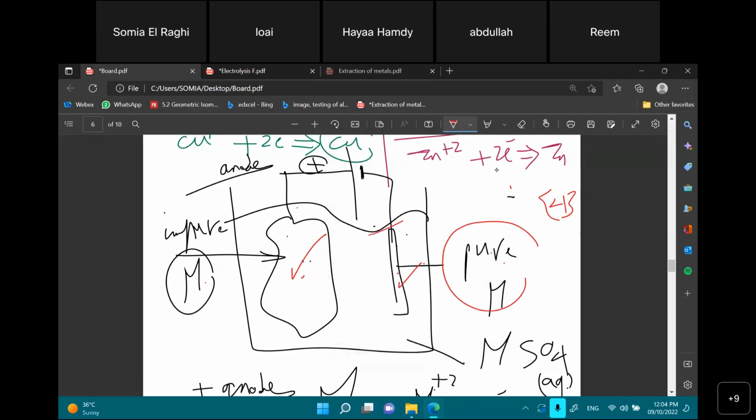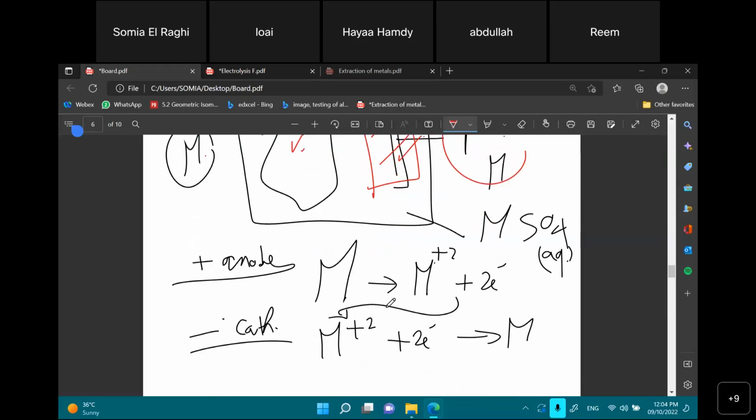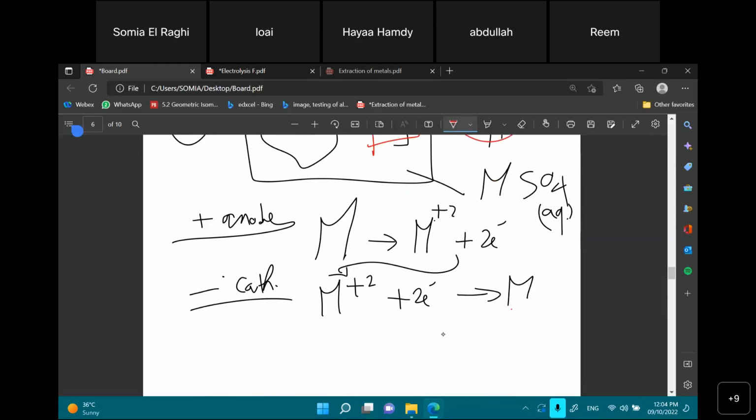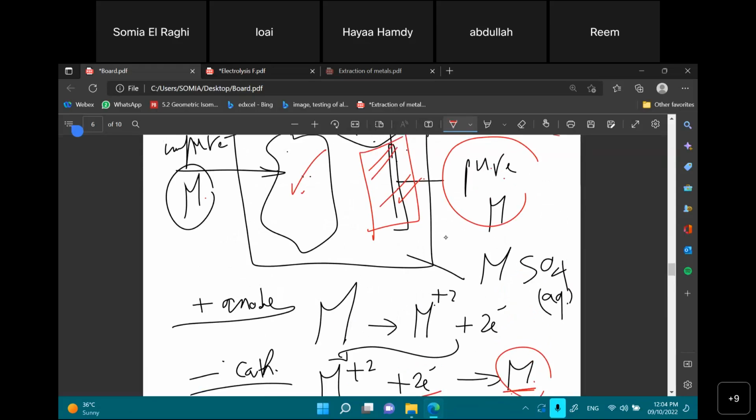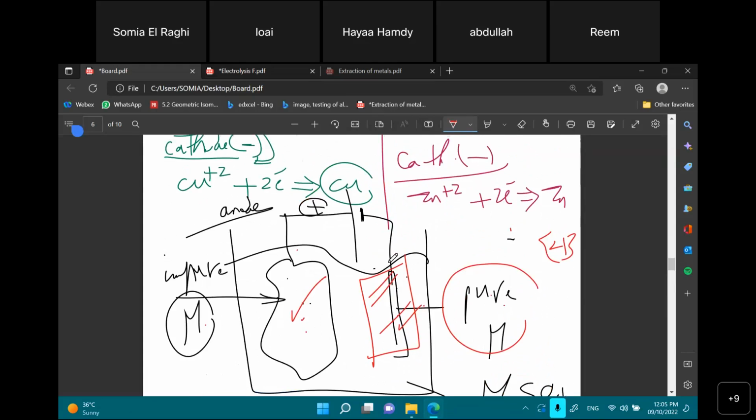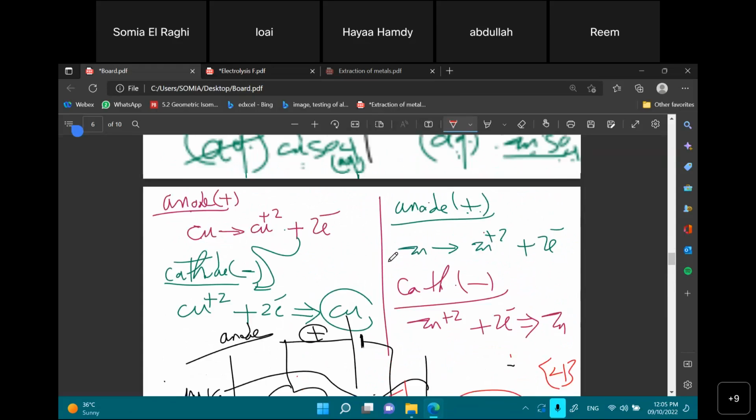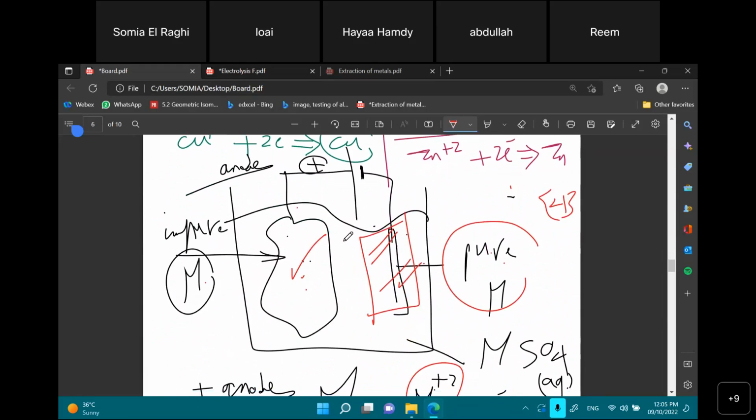Now, if they ask why the mass of the cathode increases, what happened here? The mass of the cathode increases because the metal ion is reduced or discharged, forming metal, pure metal deposited at the cathode area. Why does the mass of the anode decrease? Because it dissolves, forming ions. You will see this question. All right, so we talked here about the purification of copper.